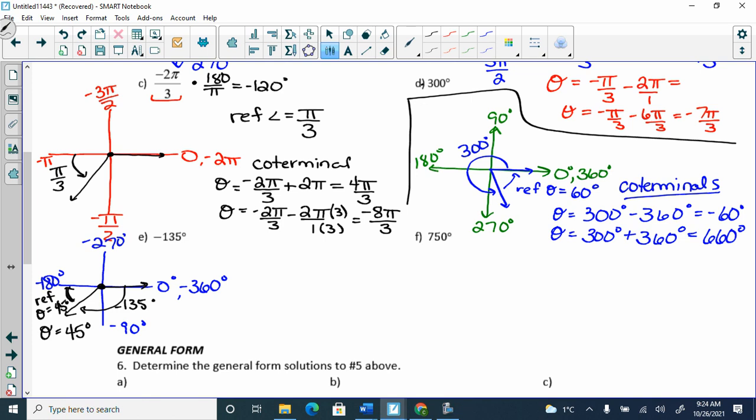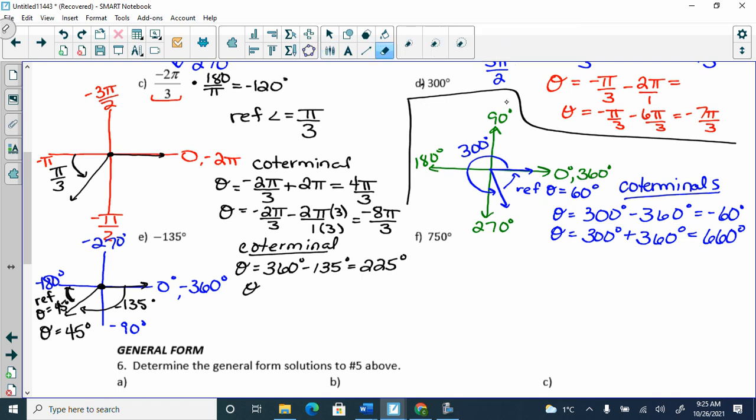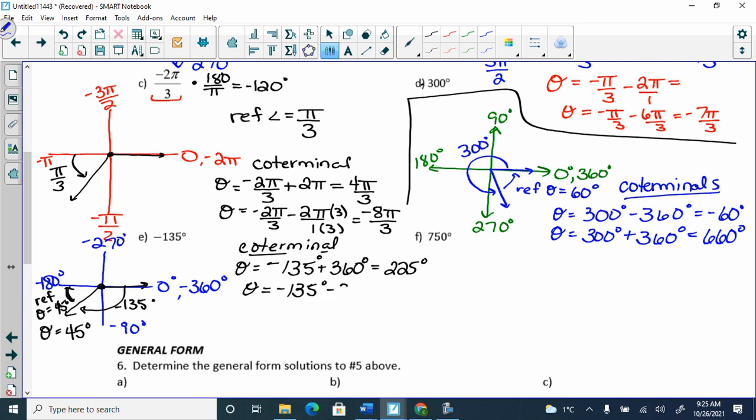And then to do coterminals, we could do theta equals 360 minus 135, which is 225. Try that again. 135 plus 360, which is 225. I know it works the other way, but it's dicey. And then negative 135 minus 360 is negative 495.